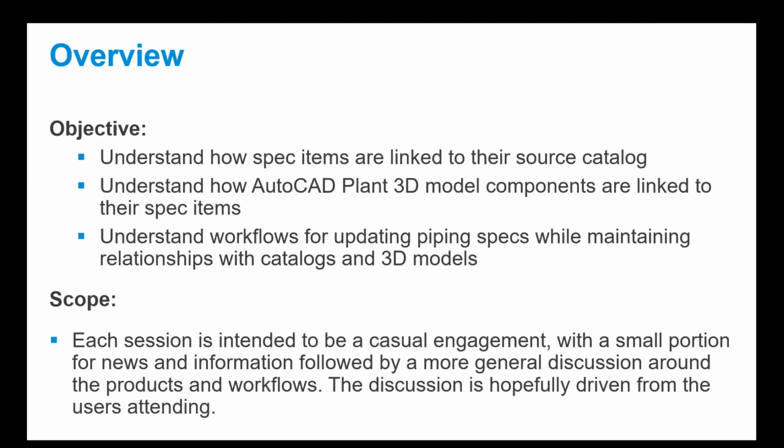Okay, so a quick overview of the topics that we are planning to cover. We're going to start with how spec items are linked to the source catalog, and then we're going to talk a little bit about how Plant 3D model components are linked to their spec items. Finally, we're also going to discuss workflows for updating piping specs while maintaining the relationship with the catalog and the 3D model within the plant drawing. The scope of this whole session is to give you a small portion of news and information about what's coming in Plant 3D and also a general workflow of how the spec and catalog editor works in tandem with the Plant 3D model.